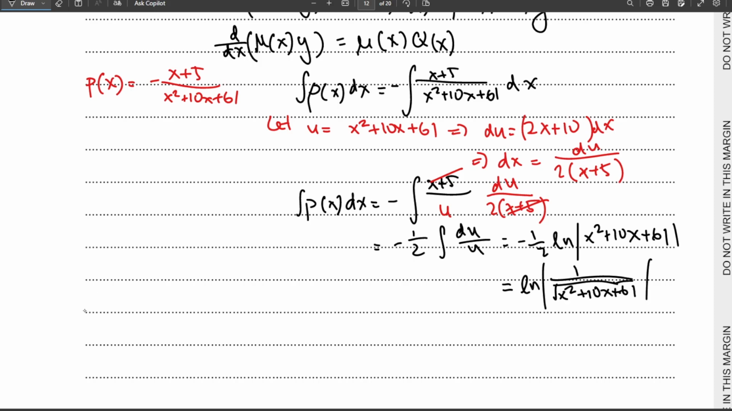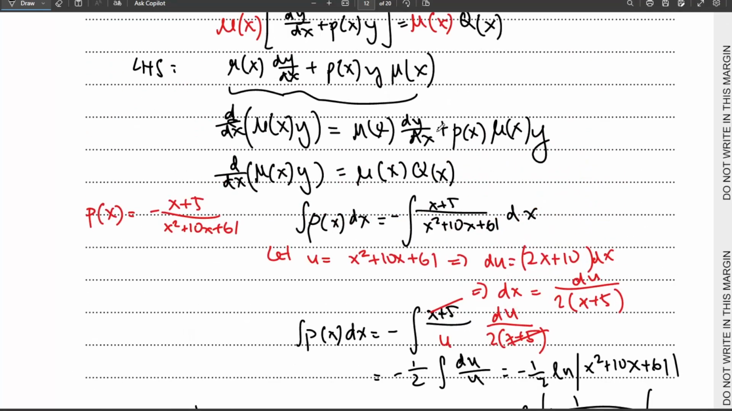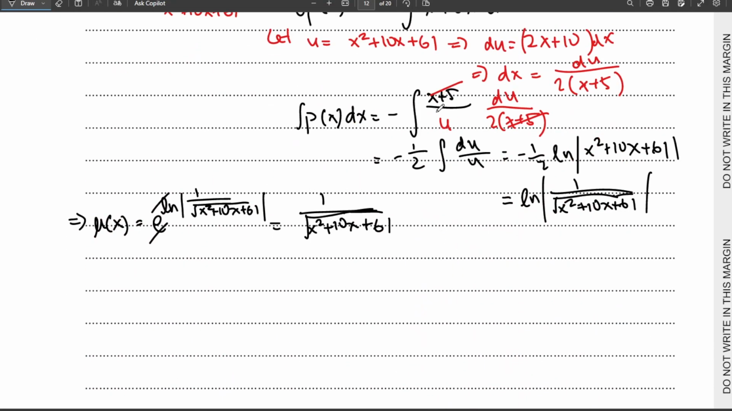And therefore, our integrating factor mu of x is e to the power of ln 1 over square root of the quadratic. And therefore, it just cancels out to become 1 over square root of the quadratic. At this point, for this integral, we don't really need to worry about the arbitrary constant because this is just the dummy integral.